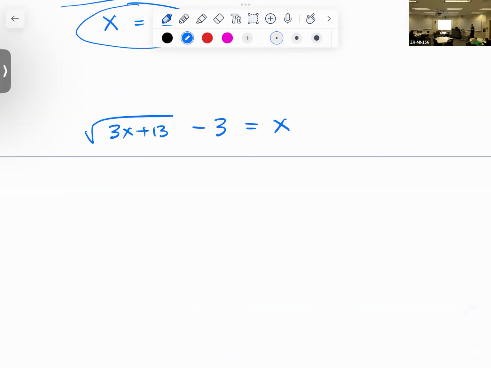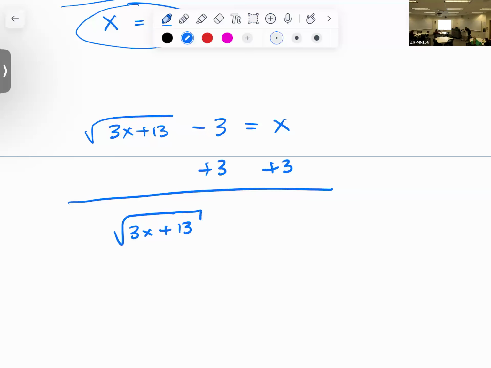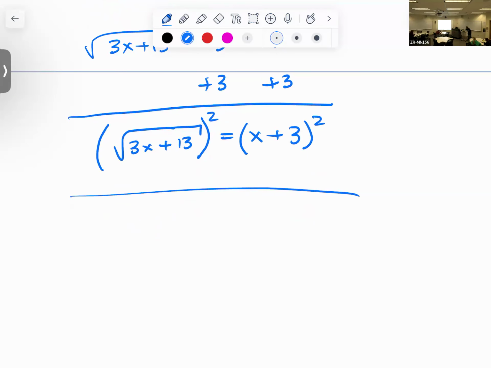All right, same thing. Isolate the radical. That means I'm going to add 3 to both sides first. Once you have the radical alone, then you can do the opposite radical function. In this case, square root, I'm going to square both sides. Now the good news: on the left side, the square root of 3x plus 13, squared, becomes 3x plus 13.